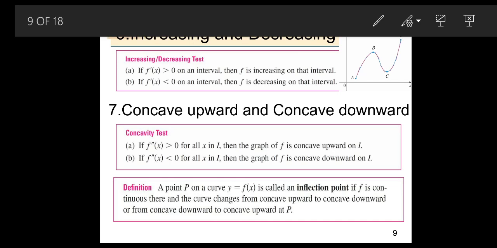Then we have the definition of the inflection point. So guys, an inflection point is a point on a curve y equal to f of x, right, where the function is continuous and the curve changes from concave upward to concave downward, or from concave downward to concave upward. That is our inflection point, because that is the point where the concavity changes, the direction or shape of the graph changes.